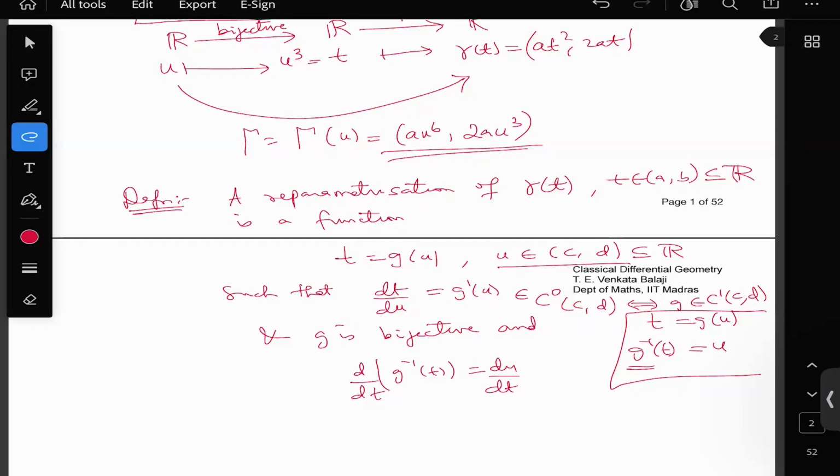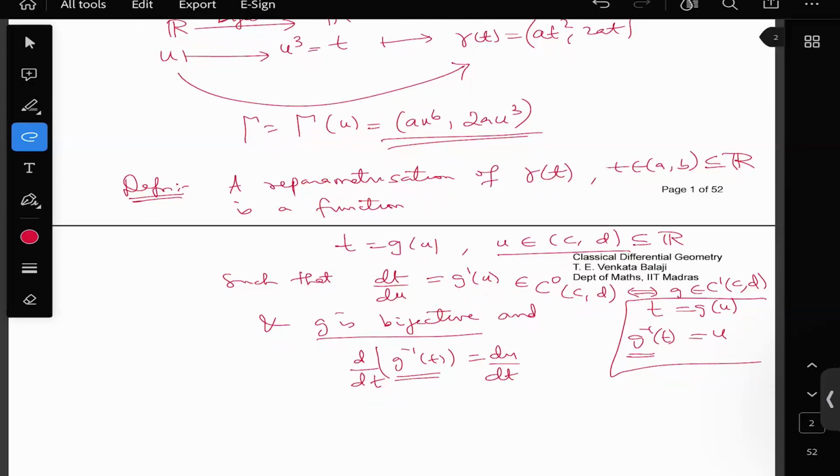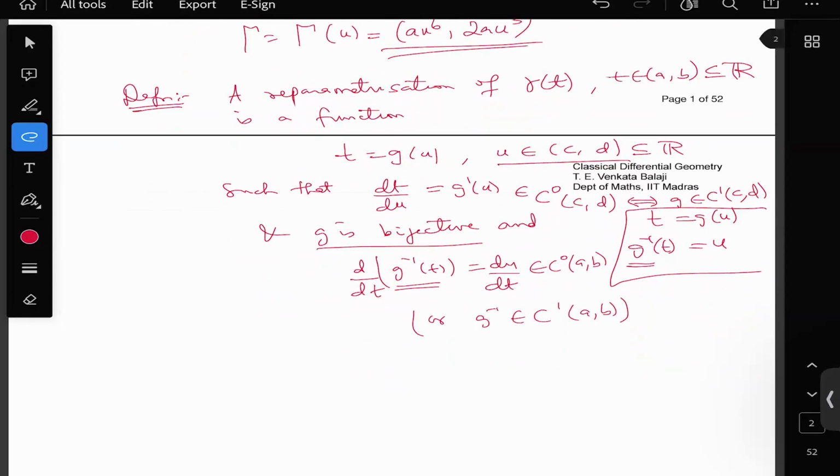Okay. So you need this condition, and you also need that g is bijective, so that the inverse function is also differentiable and it should be continuously differentiable. So this must be in C0 of (a, b). Okay, and this is the same as saying that g inverse is in C1 of (a, b). Okay, so this is what a reparametrization is.